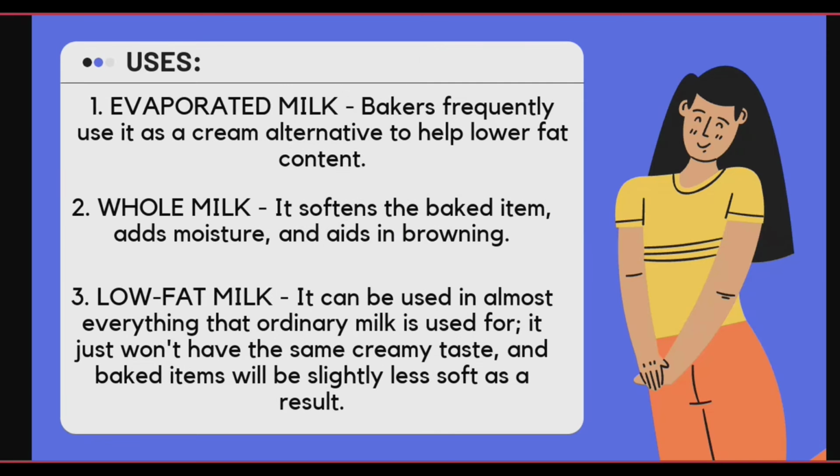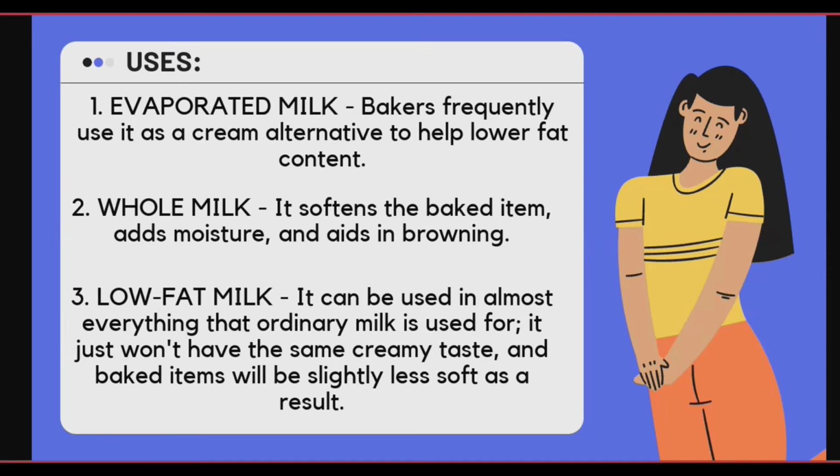The uses of milk. First is evaporated milk. Bakers frequently use it as a cream alternative to help lower fat content. Second, whole milk. It softens the baked item, adds moisture, and aids in browning. Thirdly, low-fat milk. It can be used in almost everything that ordinary milk is used for. It just won't have the same creamy taste, and baked items will be slightly less soft as a result.